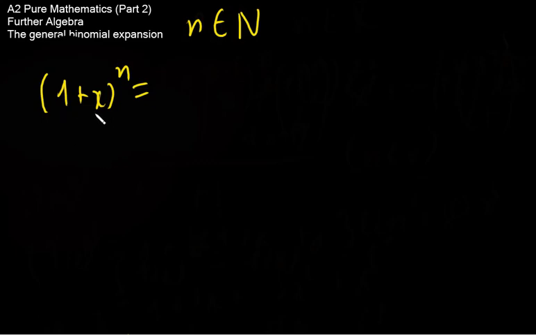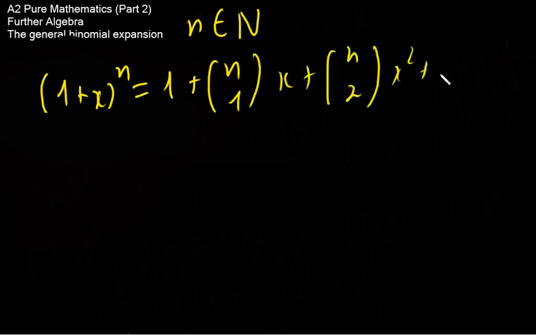Let's talk about the general binomial expansion. So let's say we have (1 + x)^n. According to the formula, for n a natural number, (1 + x)^n is equal to 1 + nC1 x + nC2 x squared + etc. + nCr x to the power of r + etc.